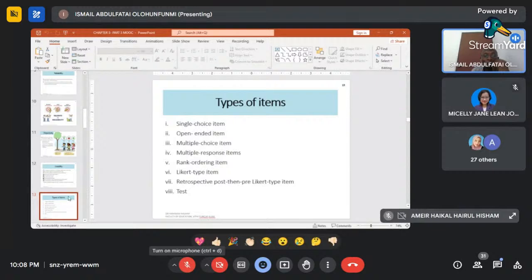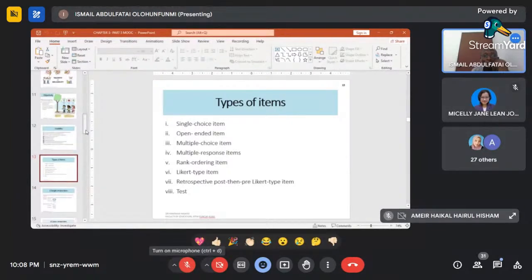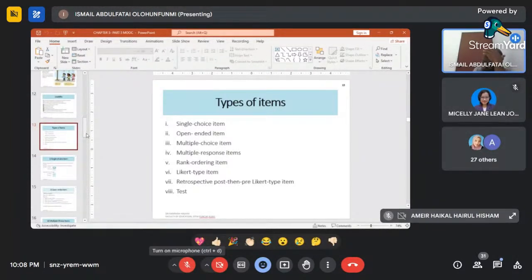So we go to types of items. In your instrument, you have items. The items you have in your instrument are what are called questions. Each question is called an item in your instrument. So the types of questions that you ask are the types of items in an instrument.